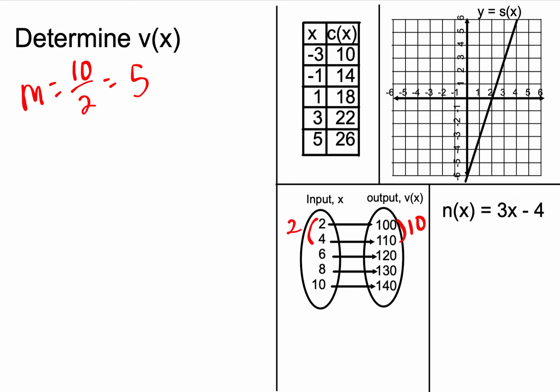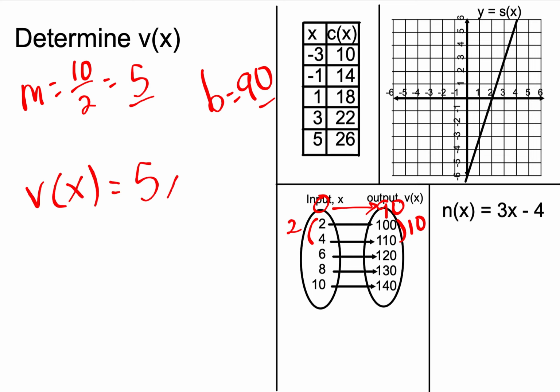The y-intercept would be wherever 0 goes, which we can find with patterns here. As we move up the inputs, 8, 6, 4, 2, 0 is going to be the next one in that pattern. So I can do the same pattern with the outputs: 120, 110, 100. The next one will be 90. So the y-intercept ends up being 90. This gives us the equation for v of x: y equals 5x plus 90.